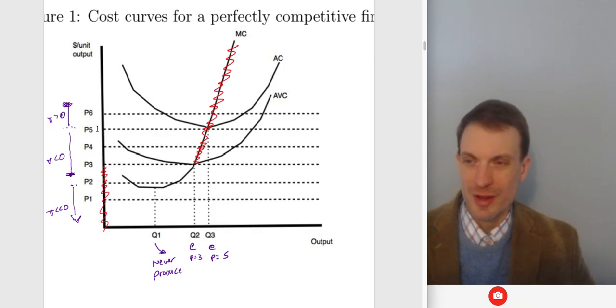So in the short run, the firm would make positive economic profits here, 0 economic profits at P5. It would operate between P3 and P5, though it would be making a loss, and then it would shut down immediately for prices lower than P3.